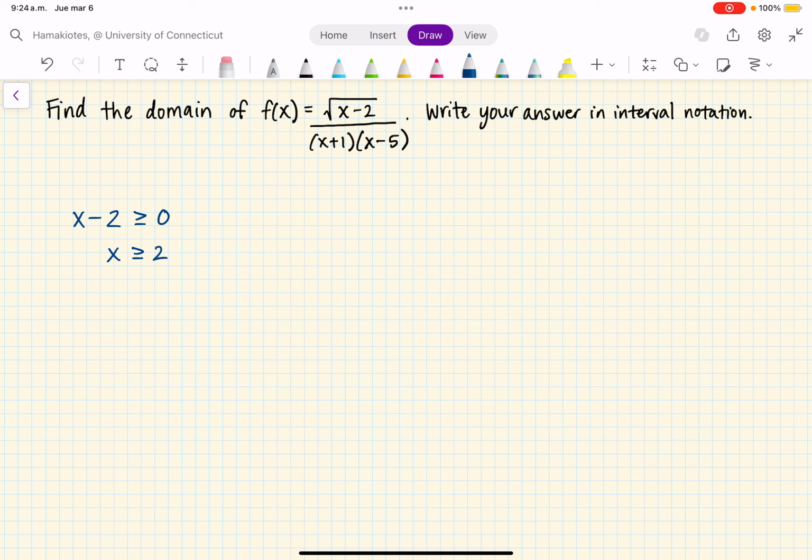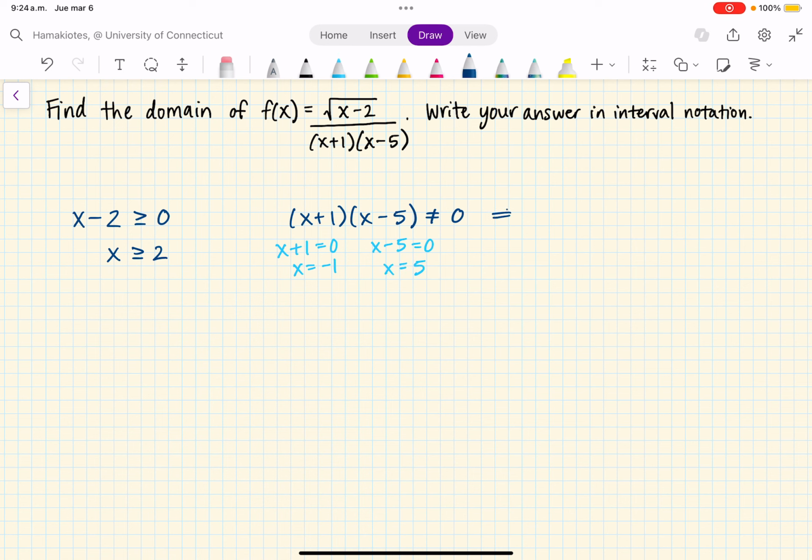Now, the next condition I want to check is that the denominator is not equal to 0. So I want to check that x plus 1 times x minus 5 is not 0. So when is it 0? Well, it's 0 if x plus 1 equals 0. So if I subtract 1 from both sides, I get x equals minus 1, and it's 0 if x minus 5 equals 0, so I can add 5 to both sides to get x equals 5.